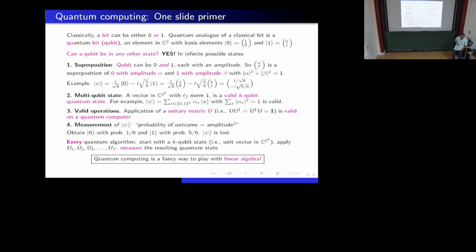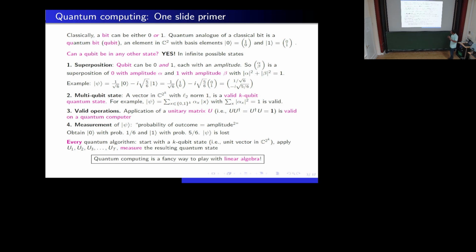So you get only one number instead of the state. The thing is that it's randomized. If I choose to measure this, I will get 0 with probability 1 over 6, and 1 with probability 5 over 6. Let's just say you got 0. You didn't learn the fact that there was a 1 with amplitude 5 over 6 in there.